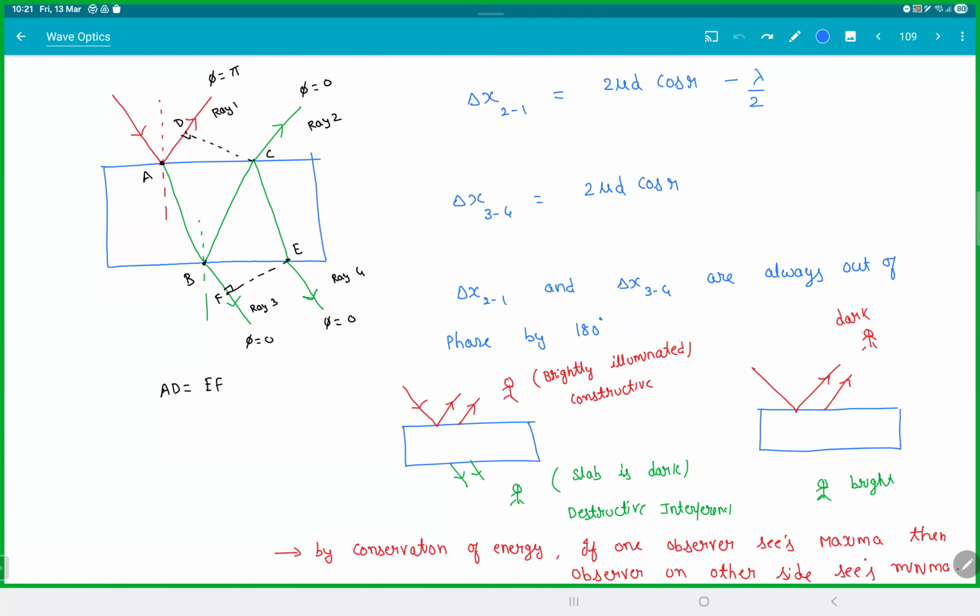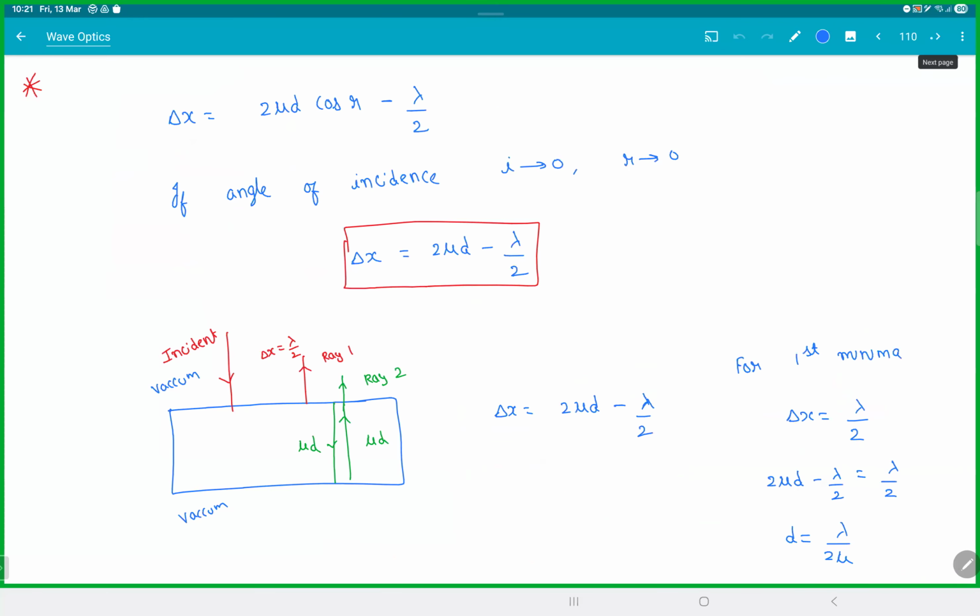Always. If this guy thinks it is dark, then this guy will think it is bright. Why? Conservation of energy. If on one side you get constructive interference, then from conservation of energy, the other side should not have any energy, isn't it? You cannot have constructive on both the sides. You cannot have destructive on both the sides. To balance the total energy, if one person sees constructive, this guy will see destructive, and vice versa. Clear with this?